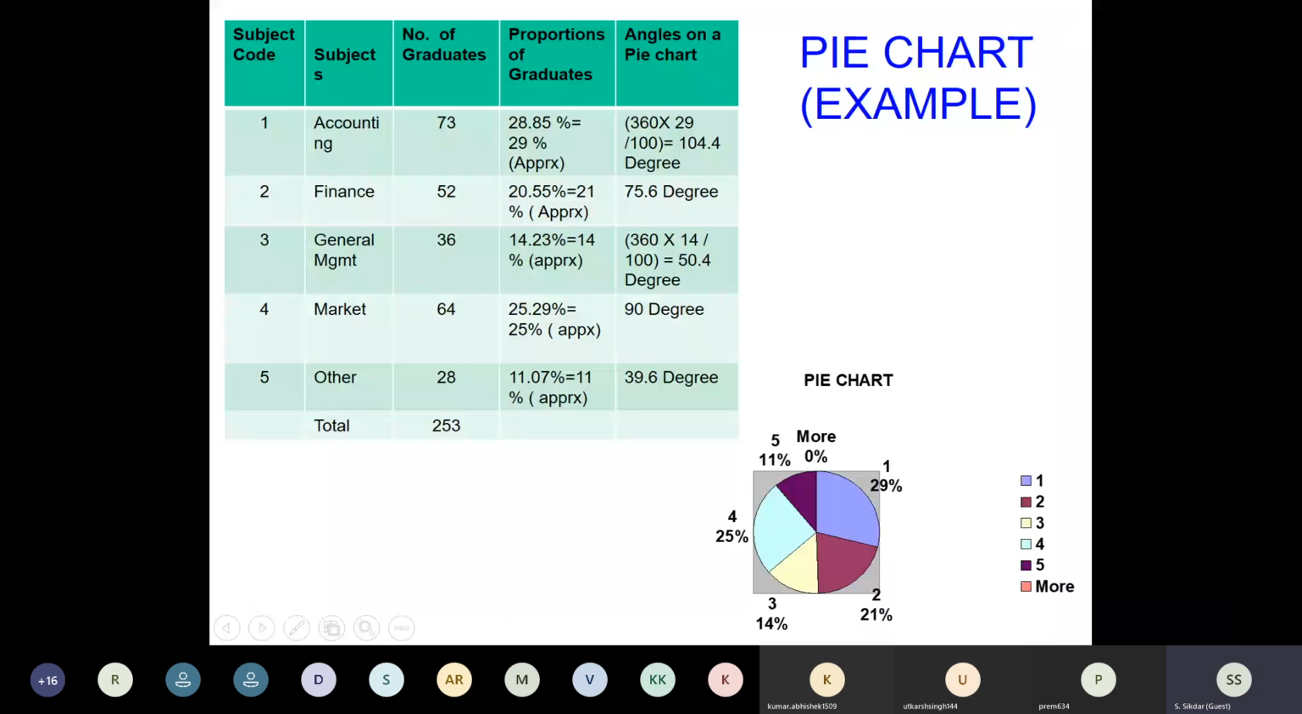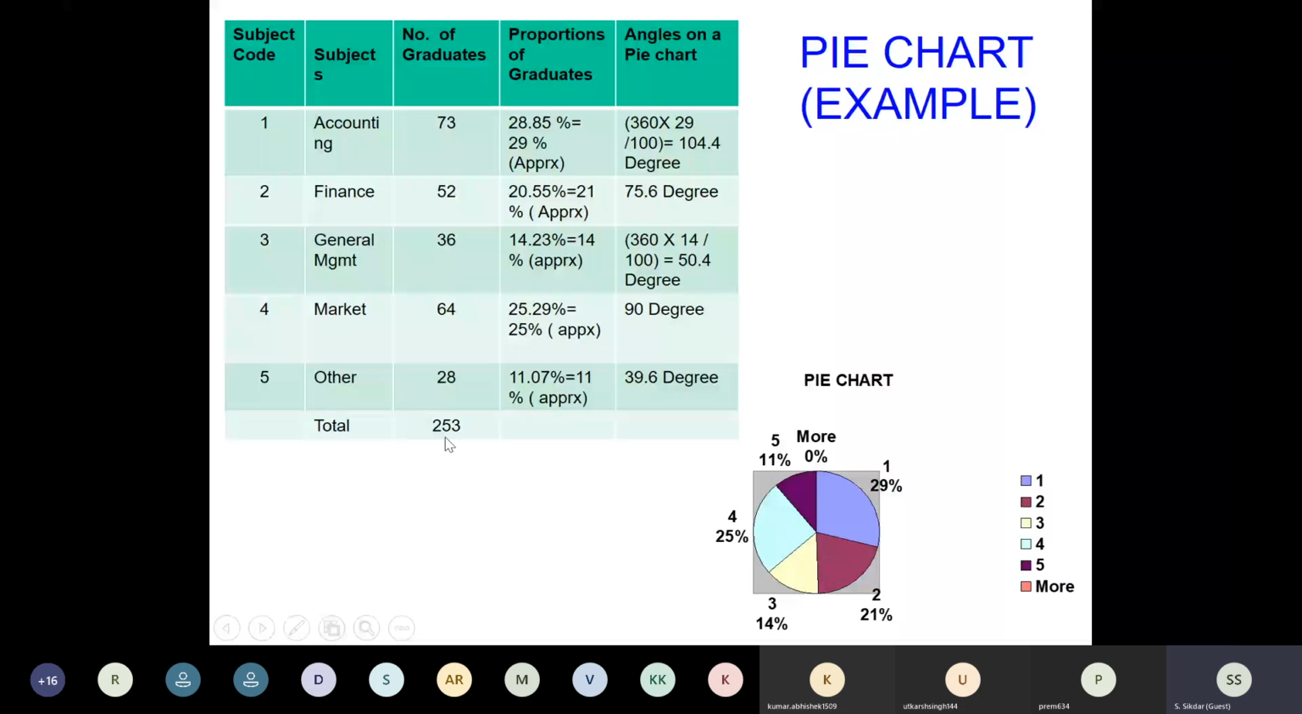Here is one example. That day also I told. Let's say somebody is studying in the commerce area, and we look at how many graduates are taking up those courses. The subjects are accounting, finance, general management, marketing, and others. The number of graduates in each class is shown: 73, 52, 36, 64, 28. If you sum it up, you get 253.